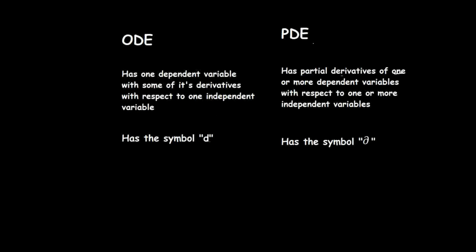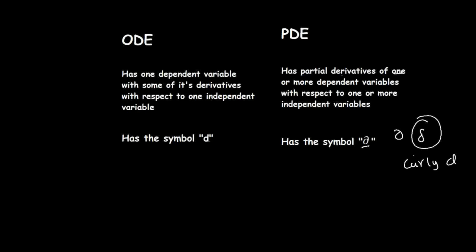Coming to partial differential equations, they have partial derivatives of one or more dependent variables with respect to one or more independent variables, and they have the symbol del. This symbol can sometimes be written in different forms. If you don't see this symbol, you will see what I have here. They are all called del or curly d.